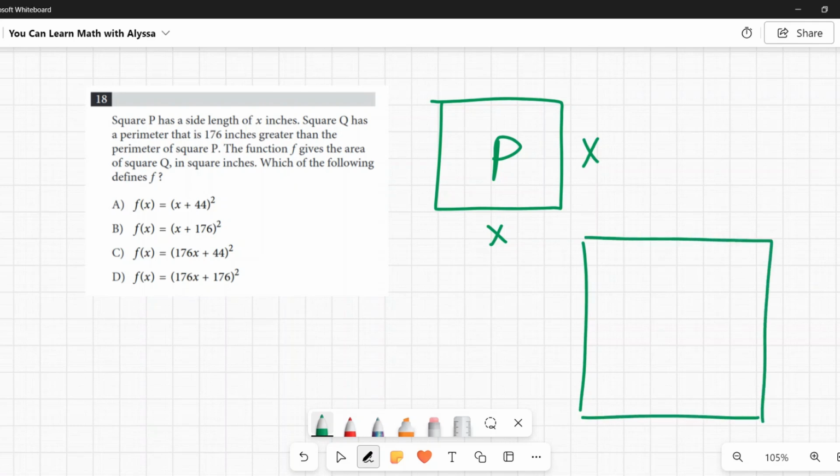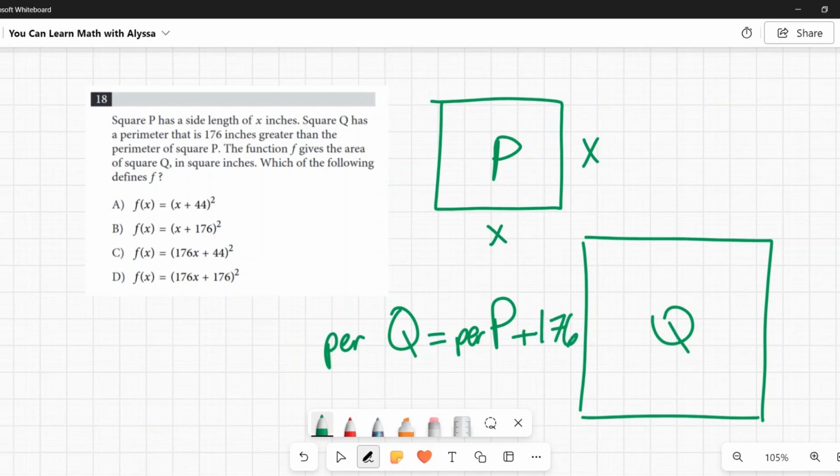I've got Q, and its perimeter is 176 inches greater. So I'm going to write this as: the perimeter of Q is equal to the perimeter of P plus 176 inches. The function f gives the area of square Q in square inches. Which of the following defines f?